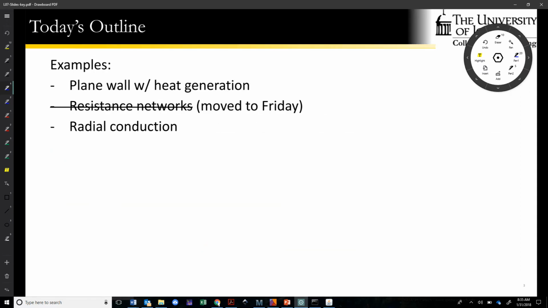So today we're going to talk about the plane wall with heat generation, as well as radial conduction. I did a little bit of shuffling of things around. Resistance concepts and resistance networks are something we're going to talk about. We're going to push that back a day and talk about radial conduction so that you guys have that information a day earlier for the homework. Which, if you didn't see my announcement, the homework due date has been pushed back to Monday. So no need to turn that in on Friday.